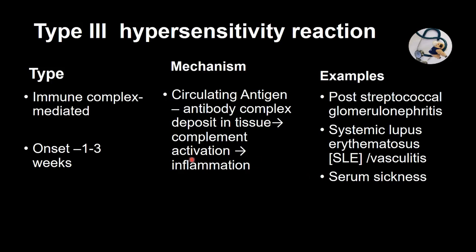Now type 3 hypersensitivity reaction. This is immune complex mediated reaction. The onset is 1 to 3 weeks after the initial infection. Mechanism: circulating antigen antibody complexes get deposited in the tissue, which leads to complement activation, and then there is an inflammatory reaction. The examples of this type of hypersensitivity reactions are post-streptococcal glomerulonephritis, systemic lupus erythematosus and other vasculitis, and serum sickness.